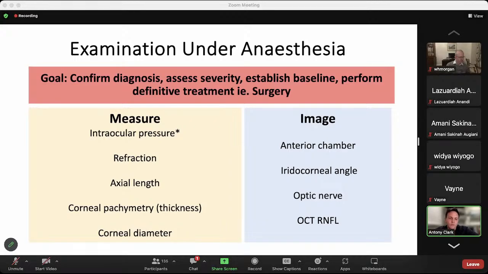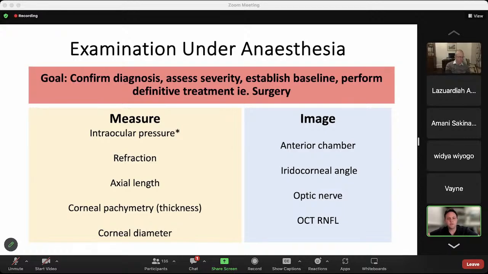We also look at the refraction of the child, so if they're myopic or not is very important. Then going on to measure axial length, measure corneal thickness. That's important, not necessarily for making any adjustments to the intraocular pressure, but we know thicker corneas are more edematous, and also measuring corneal diameter. And that's important as a baseline, as well as to look for in the future for any evidence of progression.